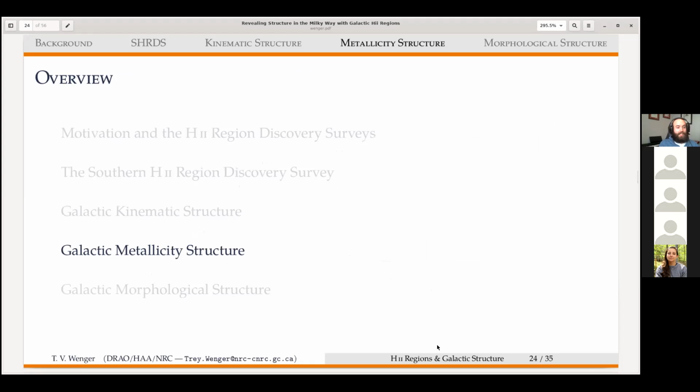Any questions about galactic kinematic structure? That was a pretty short section. All right, we'll just keep pushing through here.